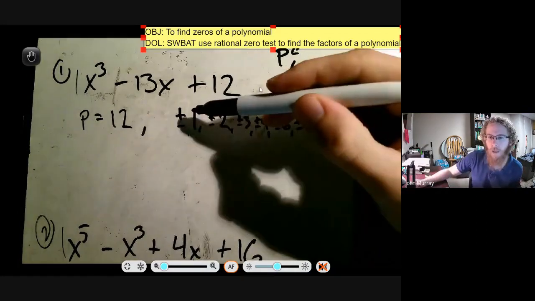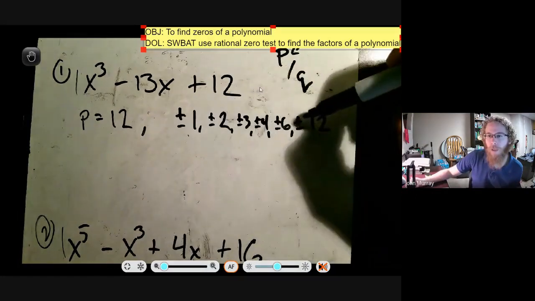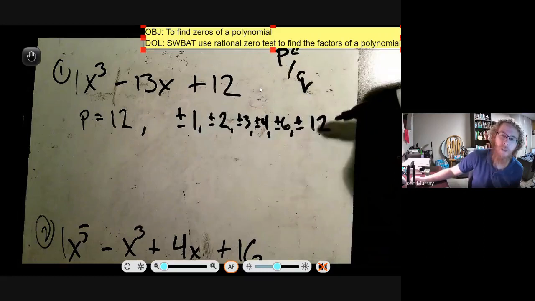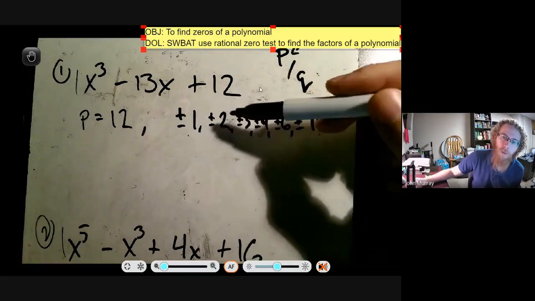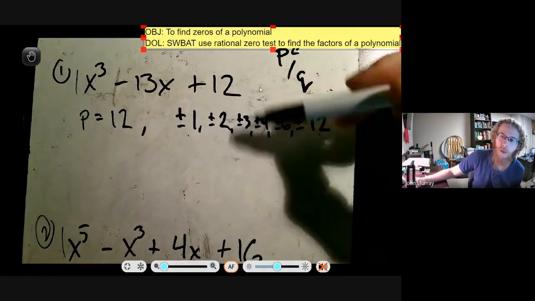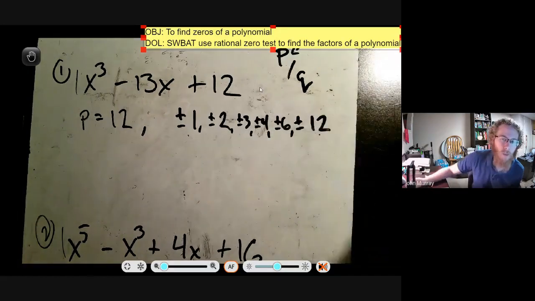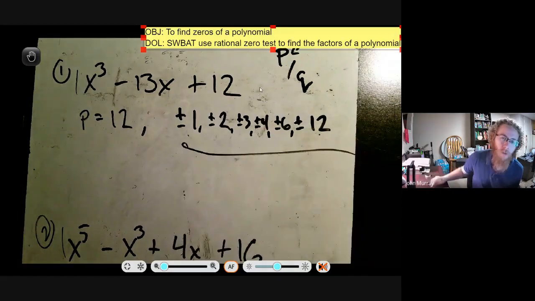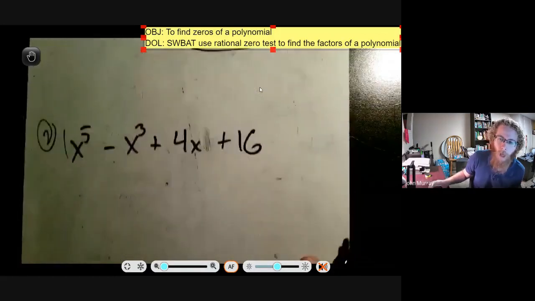So for number 1, we had a possible 12 factors. So plus 1, -1, positive 2, -2, positive 3, -3, and so on and so forth. So that was your answer to number 1.